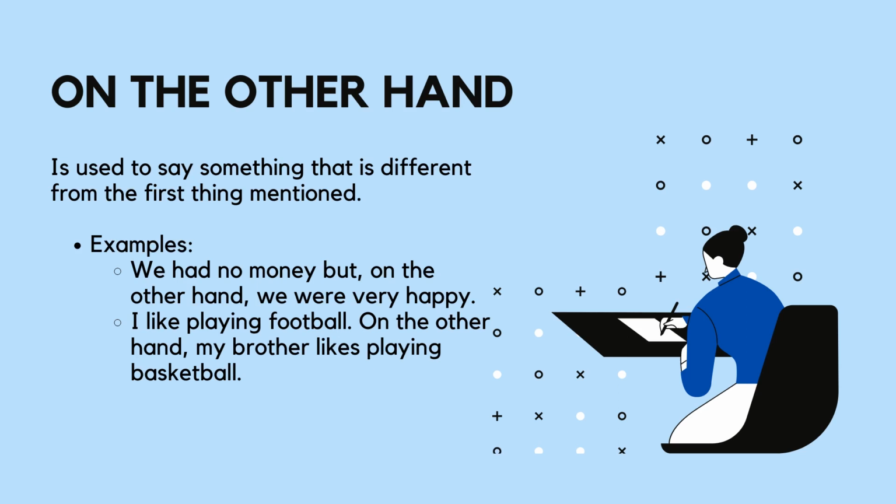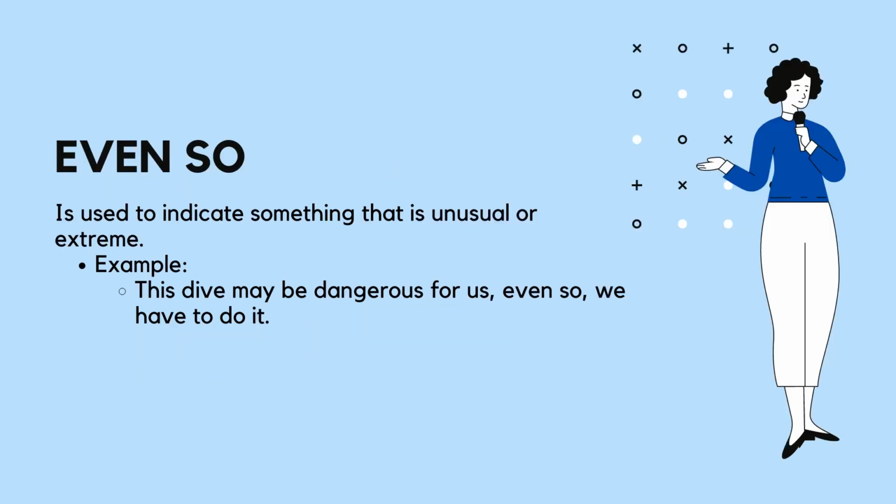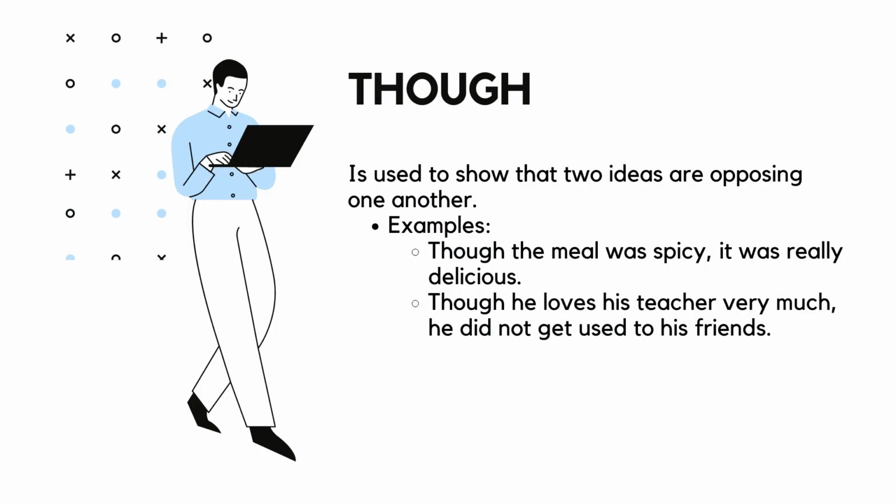Now, let us go further. The next one is even so. It is used to indicate something that is unusual or extreme. To understand it more accurately, let us see the examples. This type may be dangerous for us. Even so, we have to do it. The above mentioned statement is extreme, and so we have used the connector even so, and not to forget the comma after that.